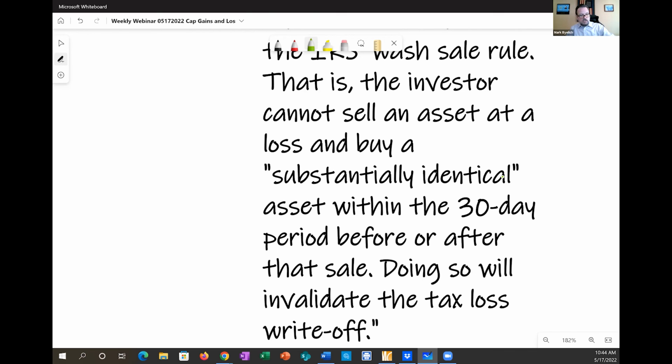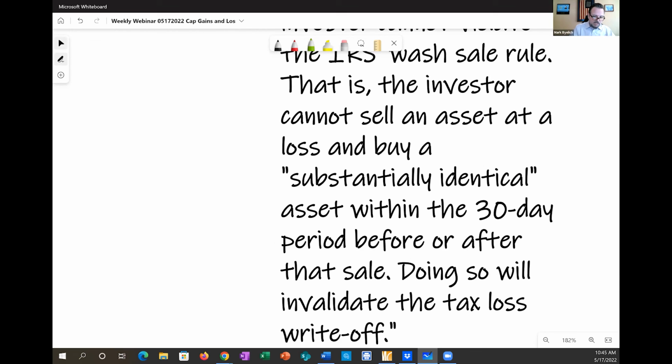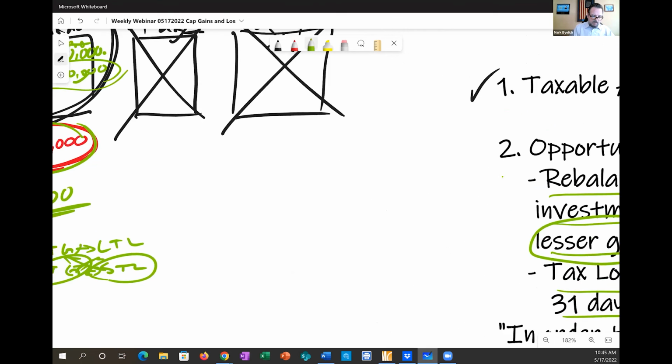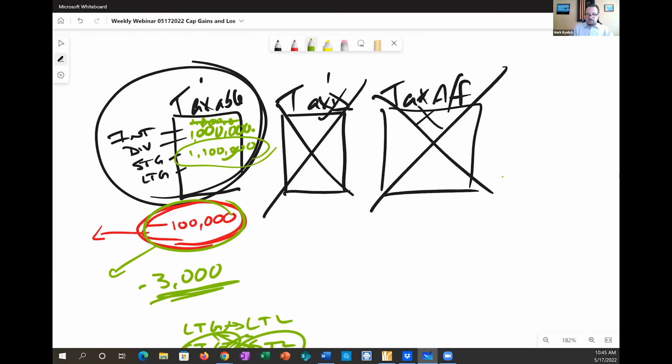So if you know that you're going to be selling positions later on in the year, and there's a potential gain in those positions, you can take a loss and then sell those positions so you don't pay any tax. Going back to this example here, if you have a $100,000 loss in this position, but let's say you have another $1 million here. I keep missing that zero.